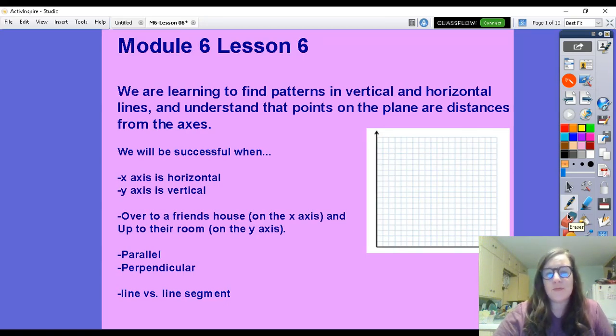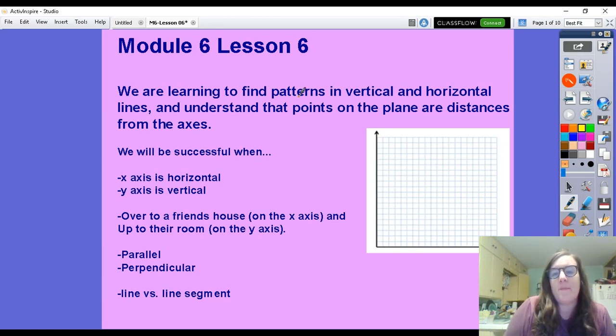Today I'm going to be teaching you Module 6, Lesson 6, where we're learning to find the patterns in vertical and horizontal lines, and then understand that points on the plane are distances from the axes. So we have our x-axis here, which is our horizontal line, and our y-axis here, which is a vertical line, and understand that points are certain distances from the x and the y-axis. So again, we have to remember the x-axis is our horizontal line, our y-axis is the vertical one.